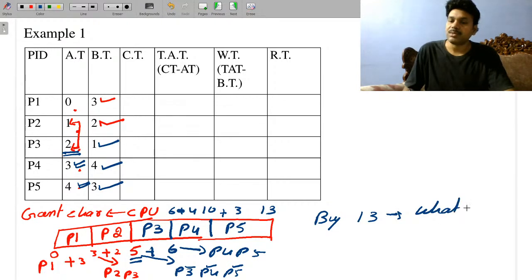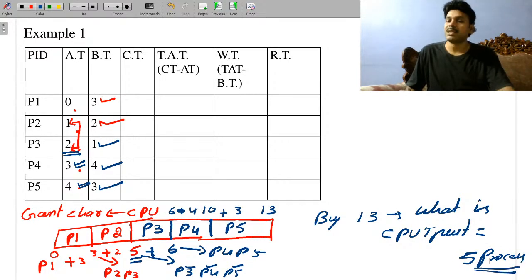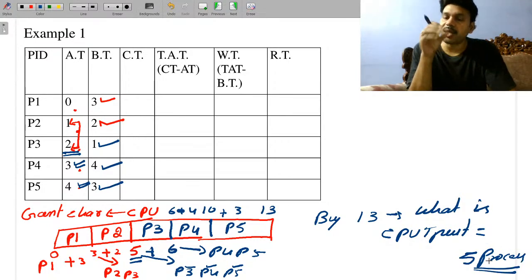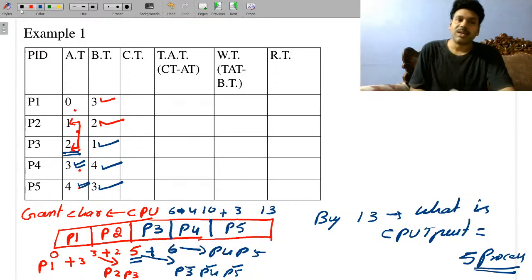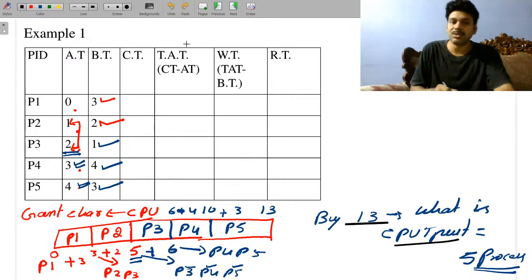By 13, what is the throughput? What is CPU throughput? This is another very important question. The CPU throughput is that 5 processes are able to complete. Please understand. By reaching 13 units of time, the CPU has executed 5 processes. Therefore, the throughput of the CPU exactly by this time is how much? 5 processes. That is your throughput.